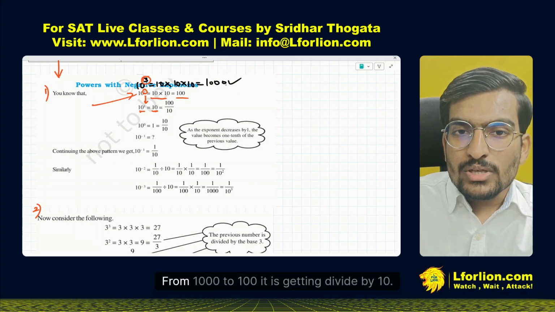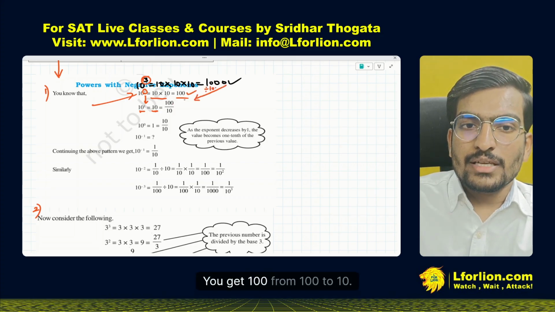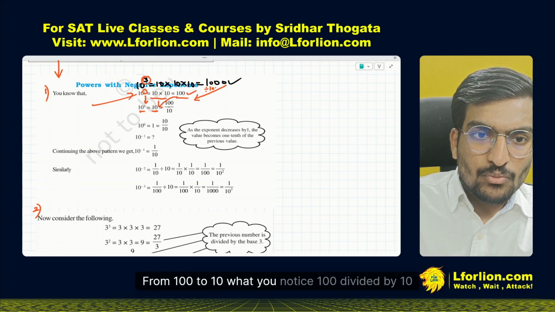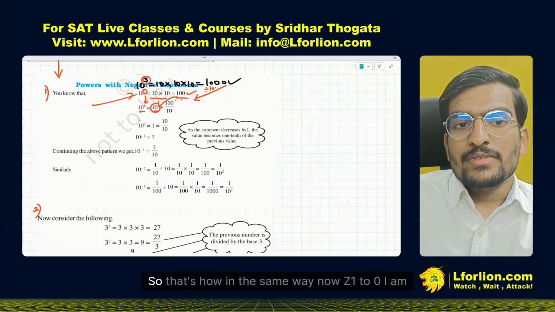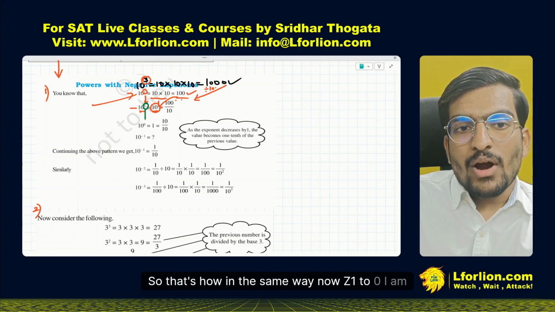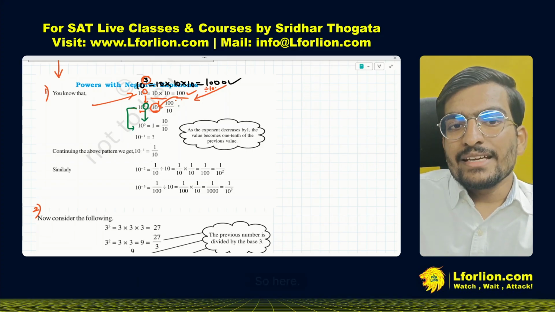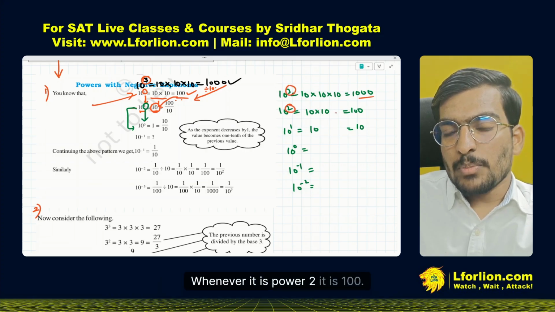What do you notice from 1000 to 100? It is getting divided by 10, you get 100. From 100 to 10, what you notice, 100 divided by 10 is 10. In the same way, now 1 to 0 I am reducing. So whenever it is 3, you have 1000. Whenever it is power 2, it is 100.